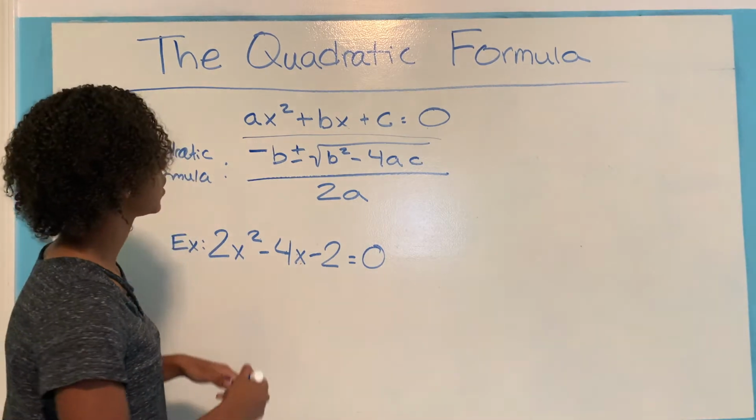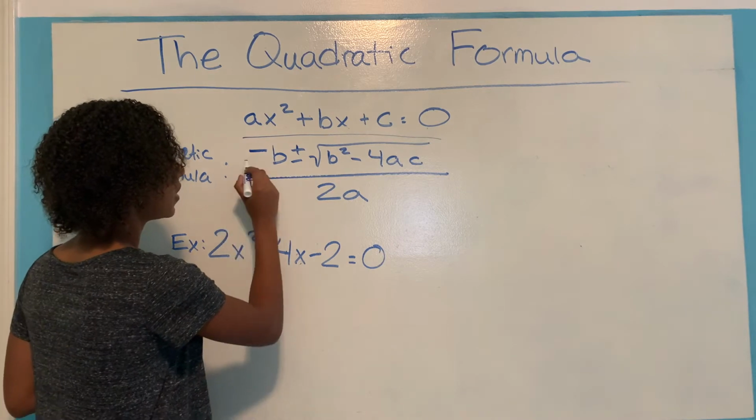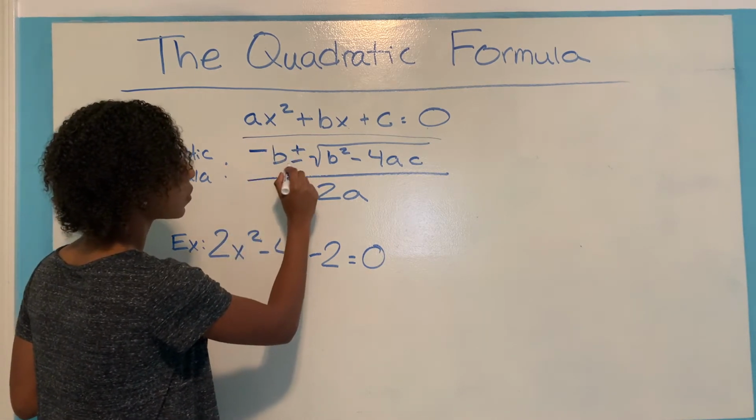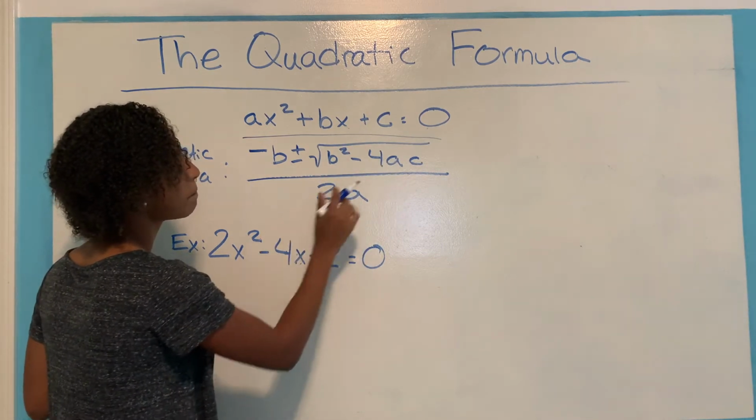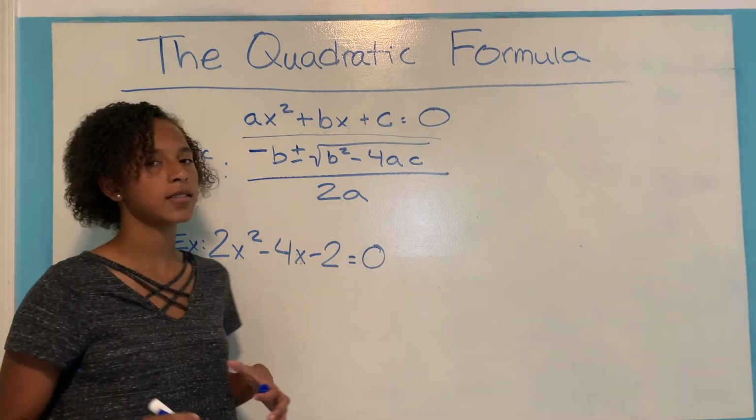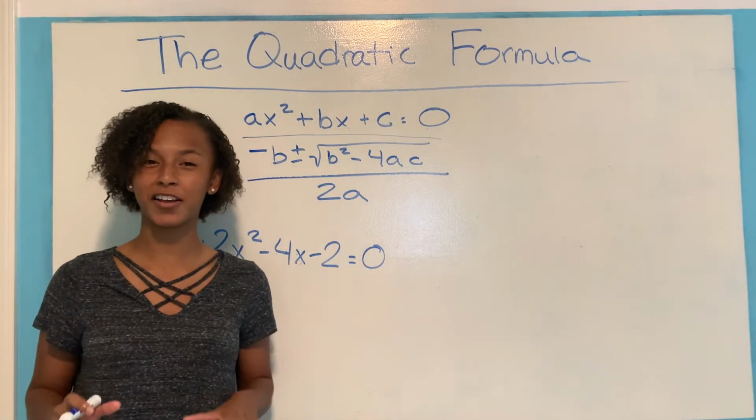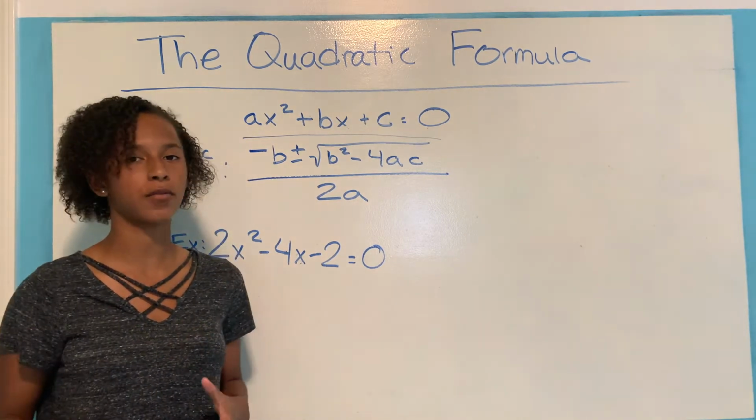Alright, so here we have it written down, and the quadratic formula is negative b plus or minus the square root of b squared minus 4ac over 2a. And I know that that looks like a lot at first. I even thought it was a lot at first, but I'll break it down for you right now.